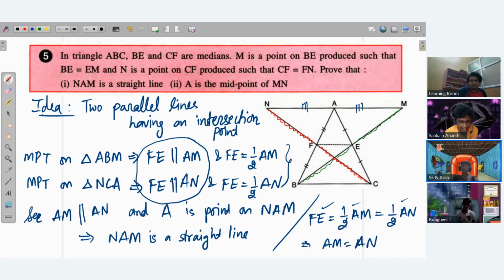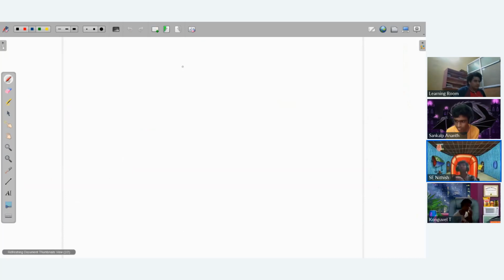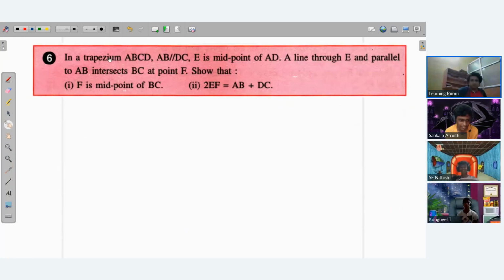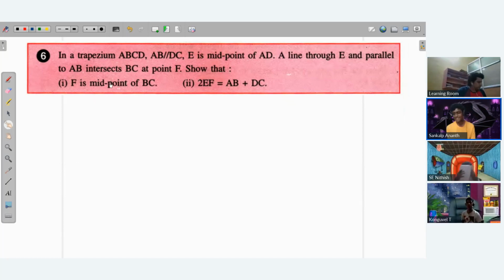For the next question, just the image alone. Can you copy that image, invert it and duplicate it, and keep it on the side, sir? So I have a better view. We'll see. Oh, there's no image. This is the question, sir: trapezium.